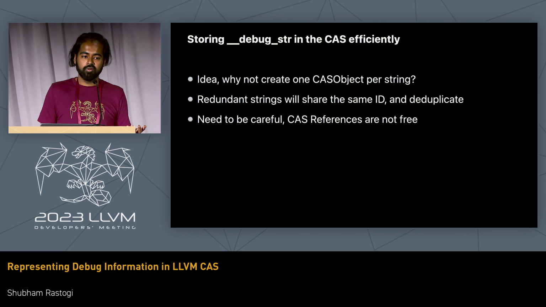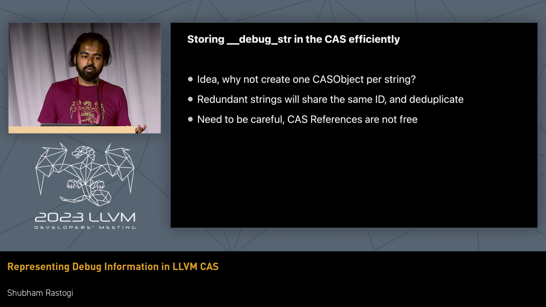So how do we store the debug string section more efficiently in the CAS? Well, one idea would be to create one CAS object per string. This way, redundant strings will have the same CAS ID, and therefore they will deduplicate. We need to be careful, however: CAS references are not free. They're 8 bytes.